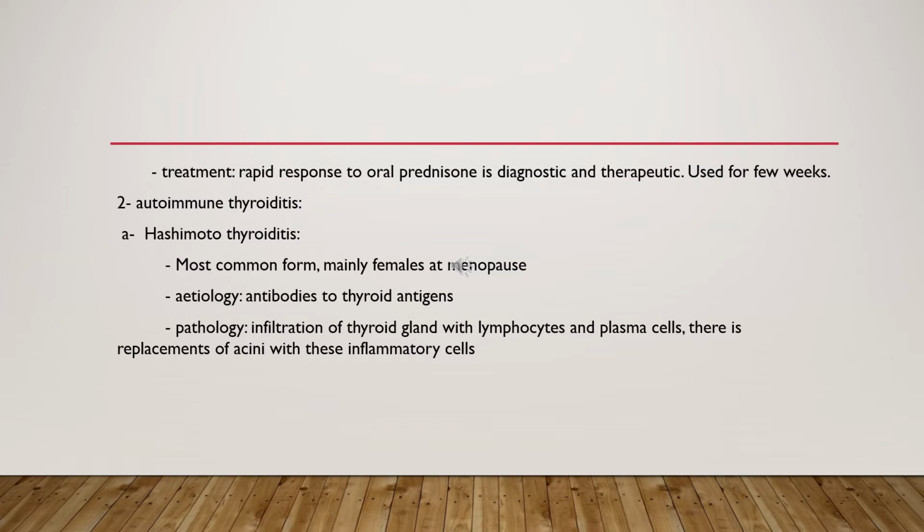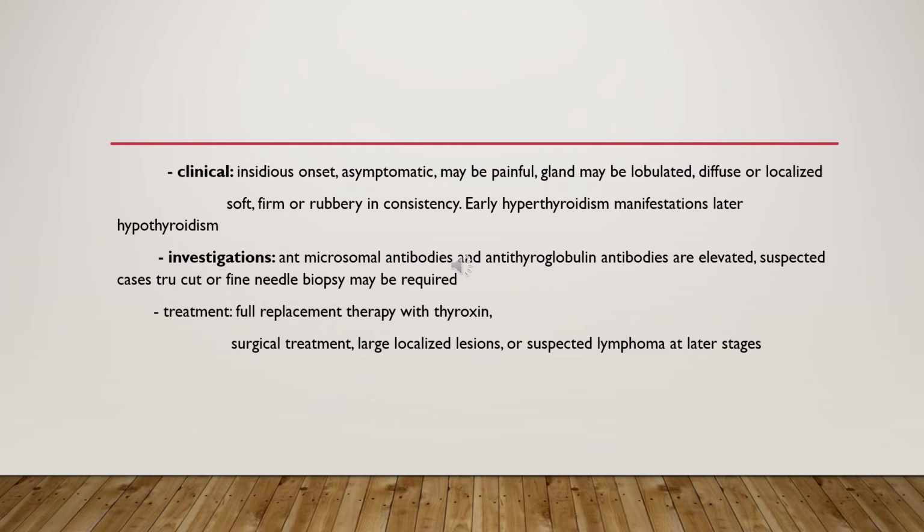Autoimmune thyroiditis, Hashimoto thyroiditis, is the most common form, mainly in females at menopause. Etiology: antibodies to thyroid antigen, with pathology of infiltration of the thyroid gland with lymphocytes and plasma cells. There is replacement of the acinar thyroid gland with these inflammatory cells. Clinically, it is of insidious onset, asymptomatic, may be painful. The gland may be lobulated, diffuse, or localized, soft or firm or rubbery in consistency. Early hyperthyroidism manifestation, later hypothyroidism.